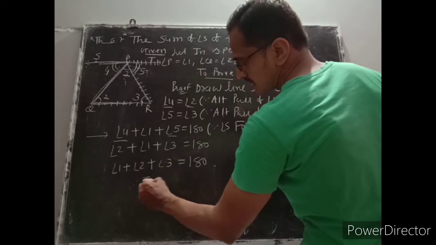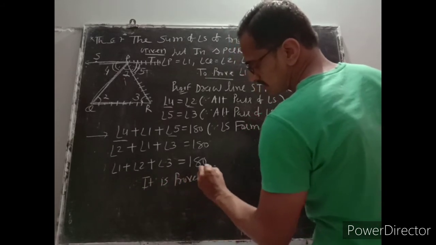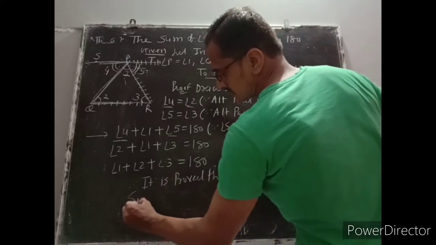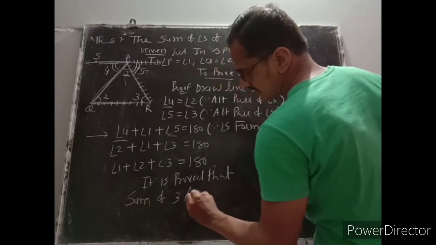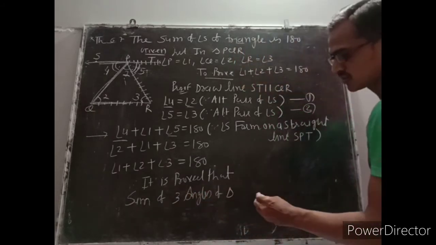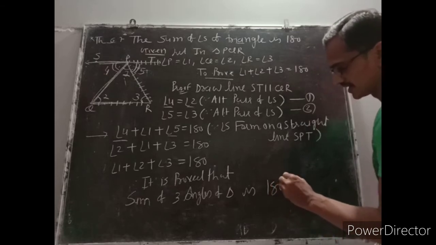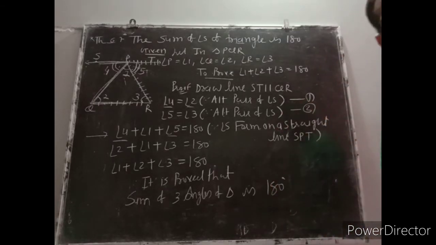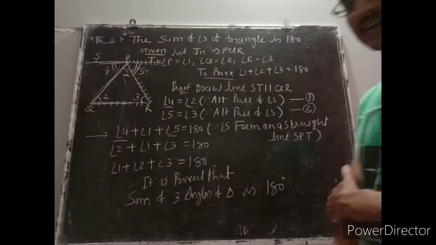So it is proved that the sum of three angles of a triangle is 180 degree. Okay, go through it. Clear?